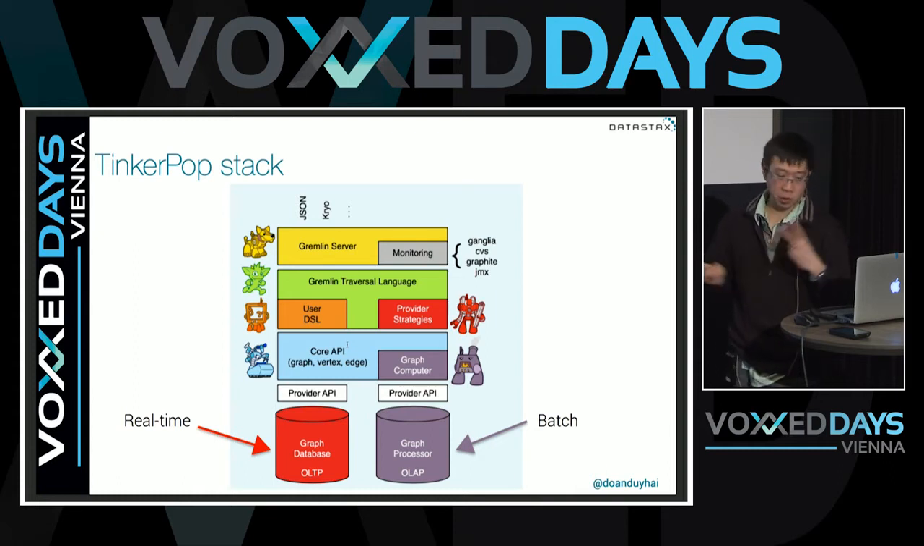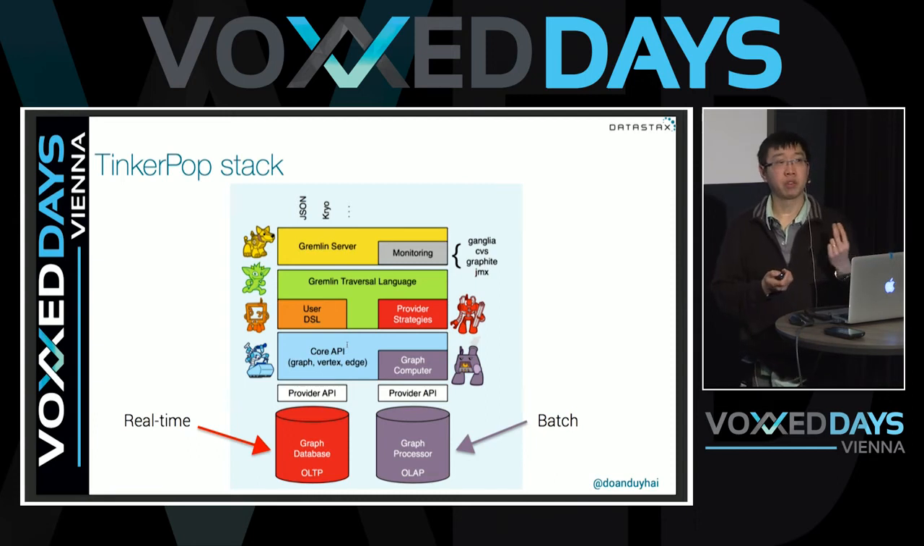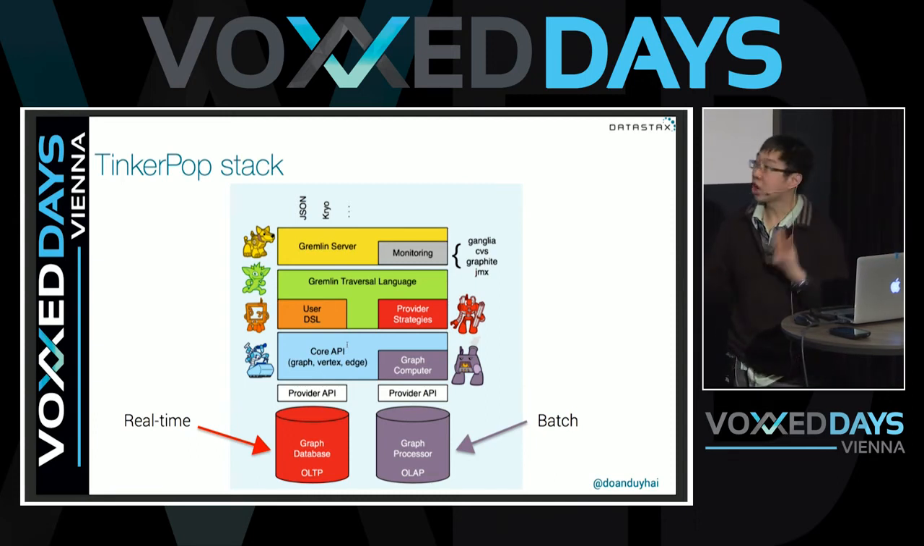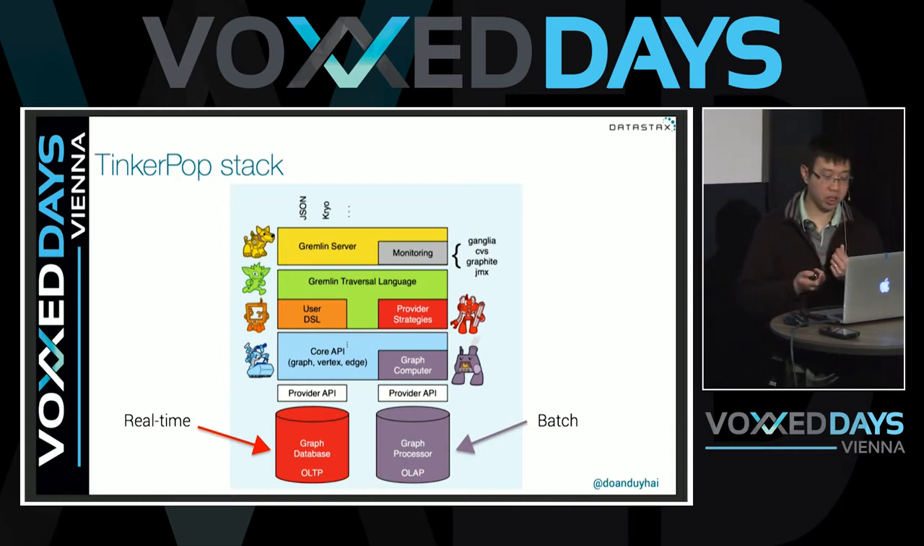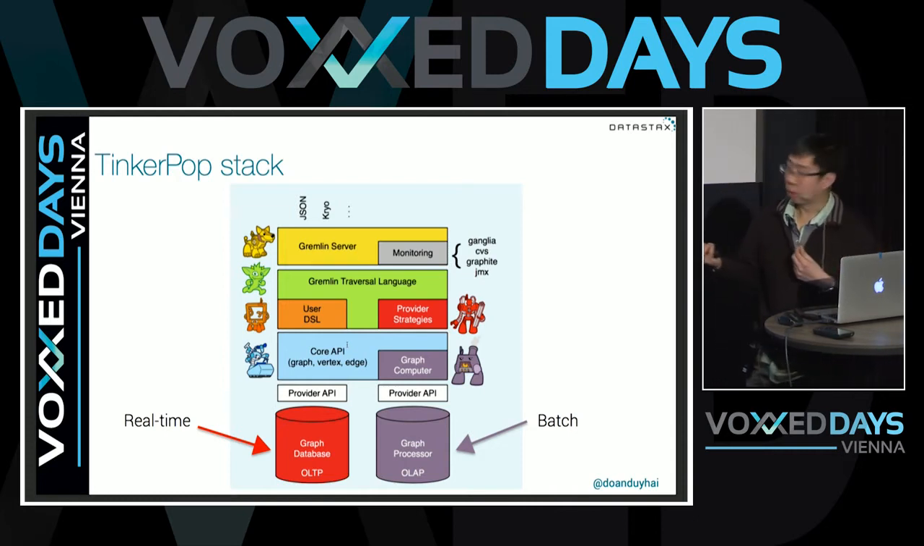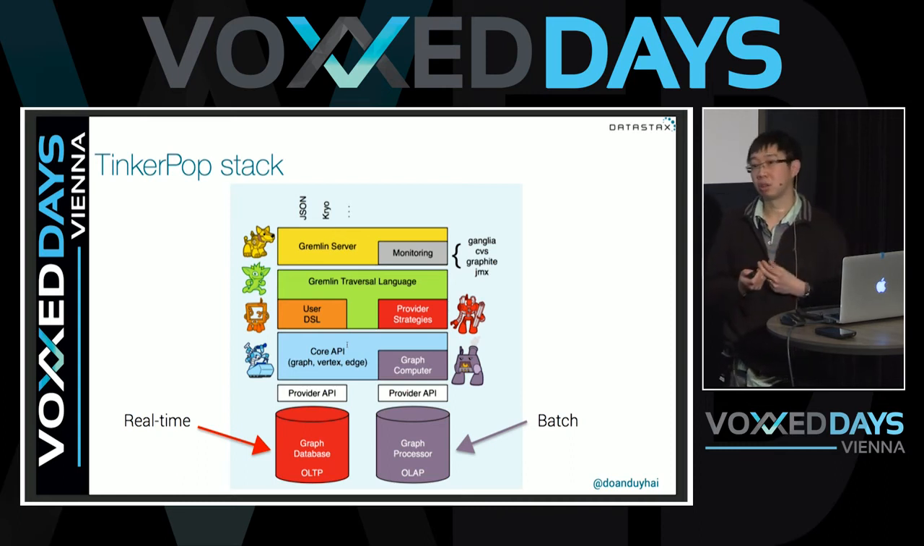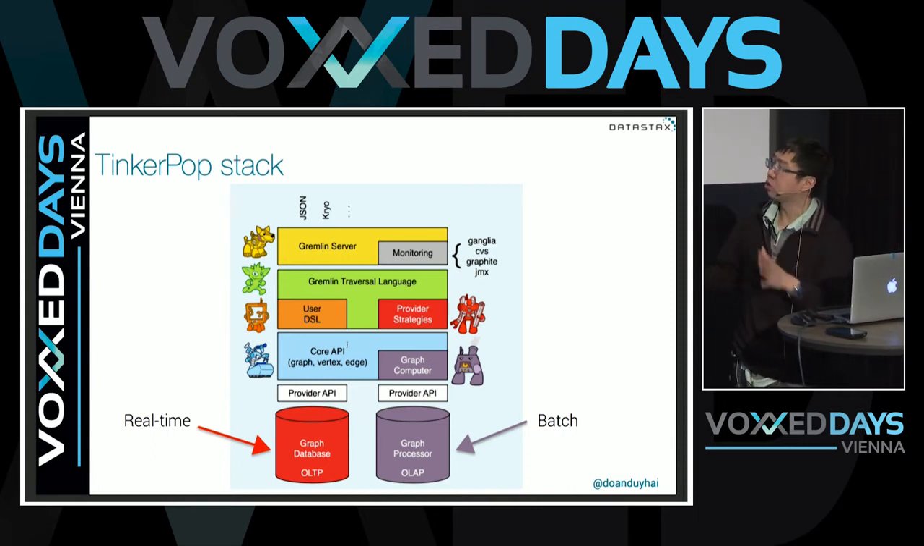And in fact, you have two engines to query your graph data. The real-time engine, OLTP, and the batch engine, OLAP. Right? So with TinkerPop, most of the time the batch engine is using Apache Spark with GraphFrames. So today I'm just going to show you the real-time engine, right?